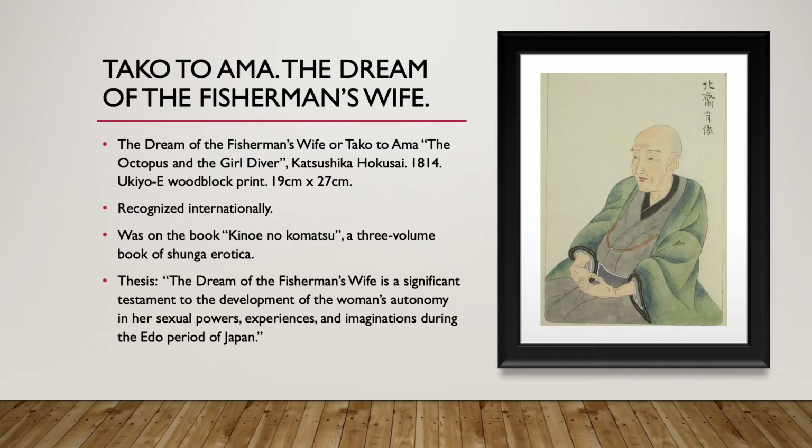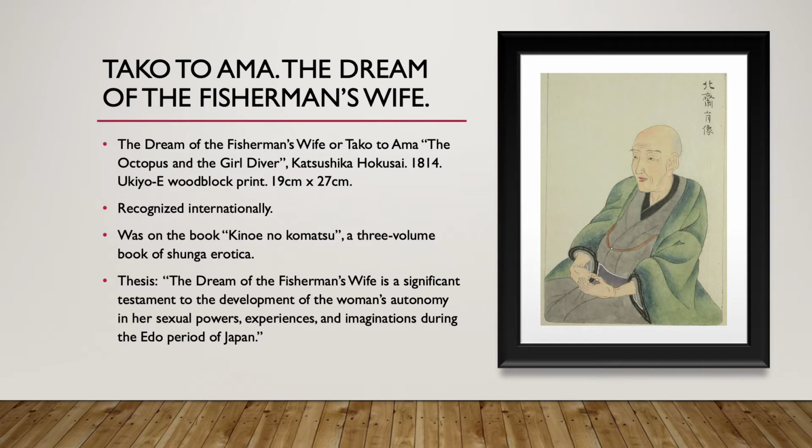Tako to Ama, The Dream of the Fisherman's Wife, also referred to as The Octopus and the Girl Diver, was an ukiyo-e woodblock print created by the famous artist Katsushika Hokusai in 1814. It is considered a landscape painting using color woodcut, and its dimensions are 7.4 inches by 10.6 inches. It is recognized internationally and includes styles, techniques, and motifs that depict Japanese iconographies and thoughts during the Edo period.